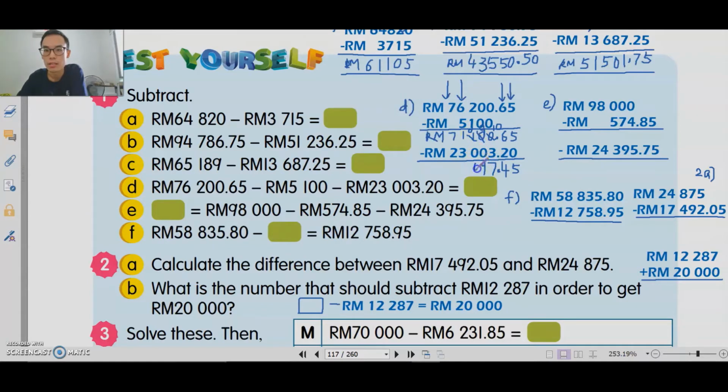0 minus 0 is still 0. Okay, borrow again. Plus 10 becomes 11. Minus 1 becomes 6. 11 minus 3. 6 minus 2, RM.